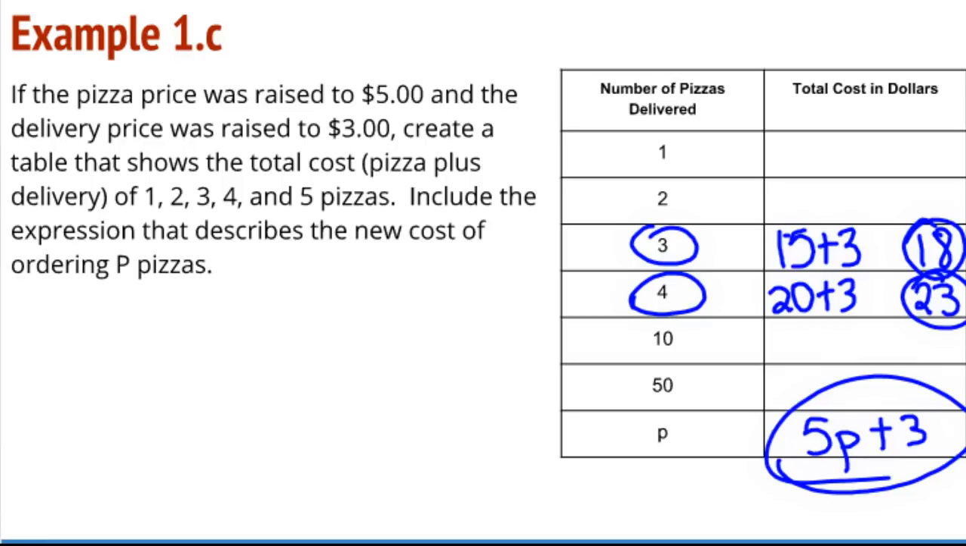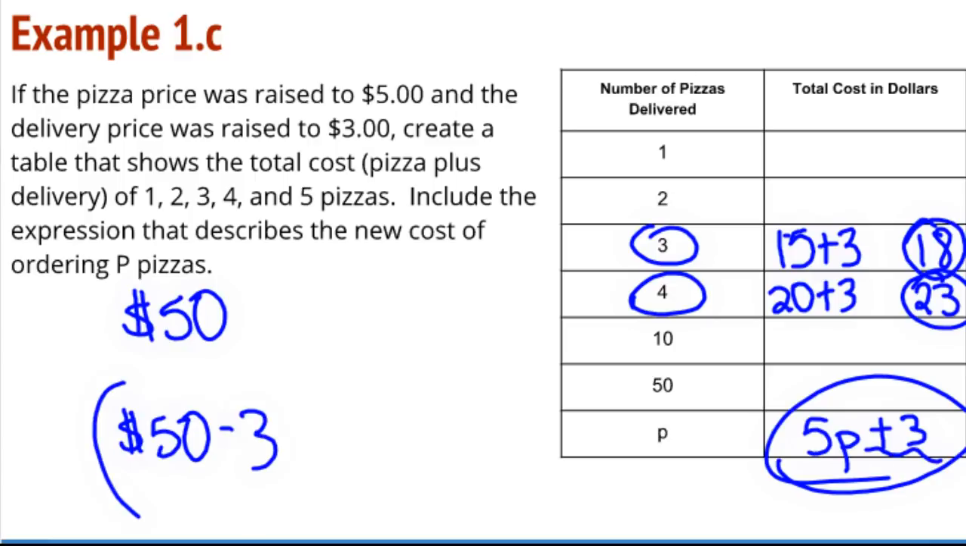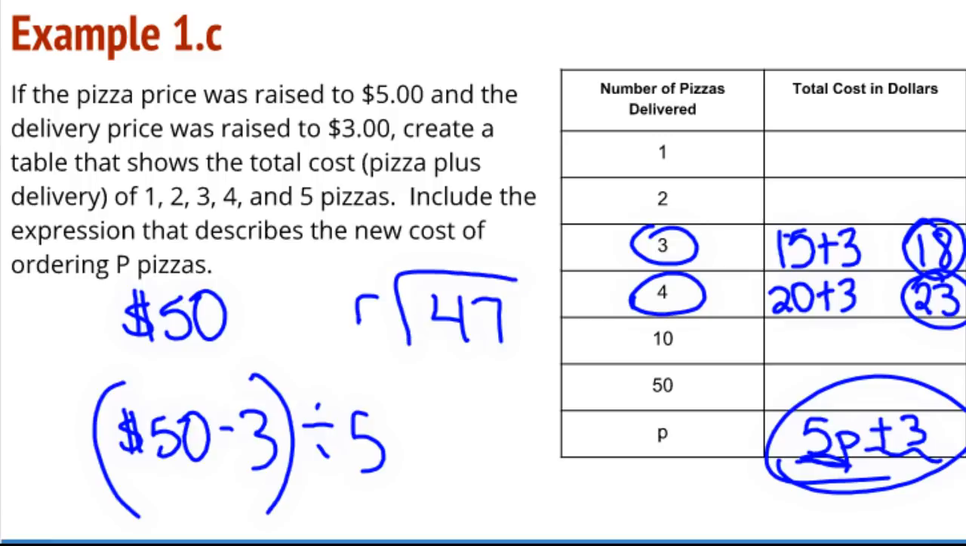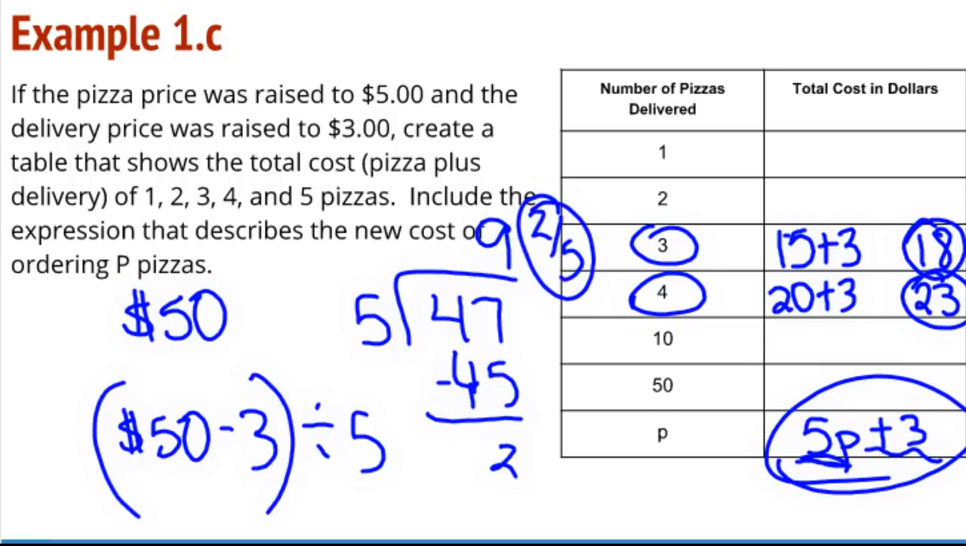What if I had $50? How many pizzas could I get? Well, I've got $50 that I can spend. I'm going to take off the delivery fee, and then I am going to divide by the price of $5 per pizza. So I've got $47 that I am going to divide by $5 per pizza, and I'm going to find that I can get 9 and 2/5 pizzas. I doubt they're going to let me buy 2/5 of a pizza, so I would say that I can get 9 whole pizzas, and I'm going to have a couple dollars left over.